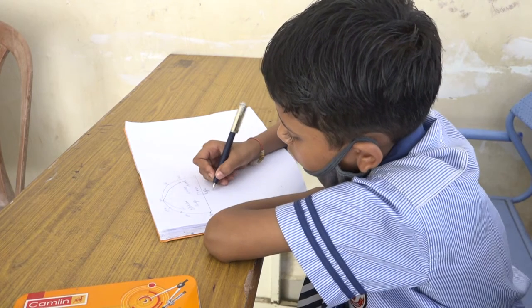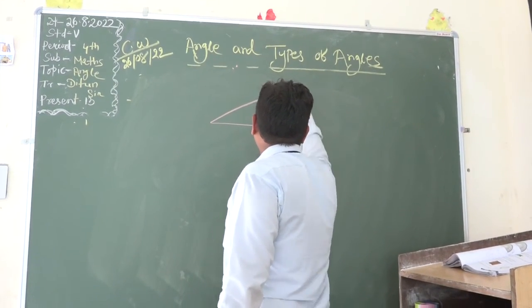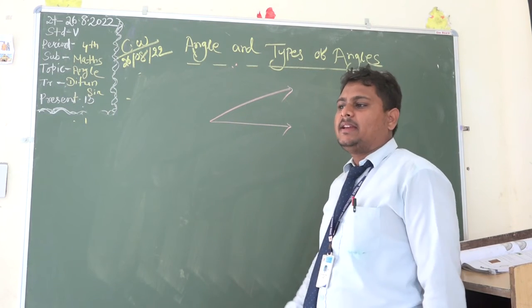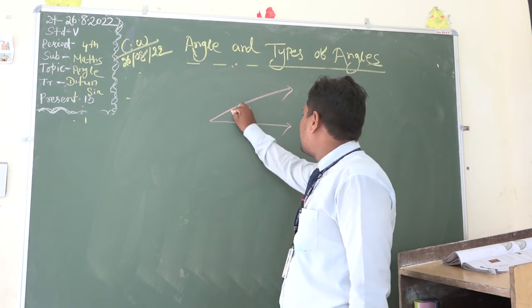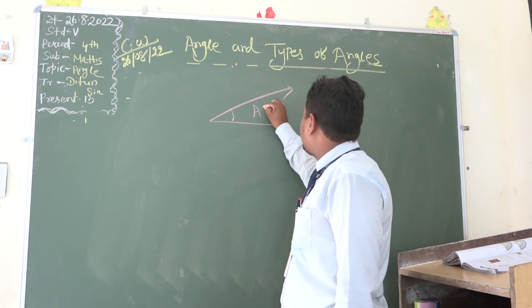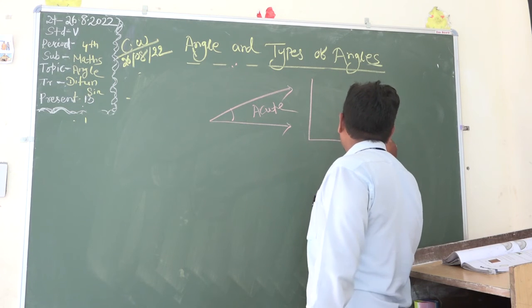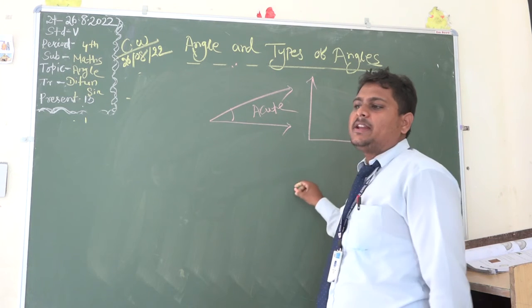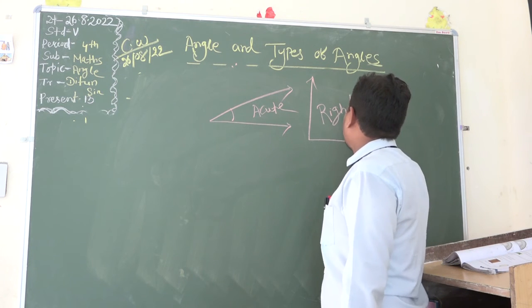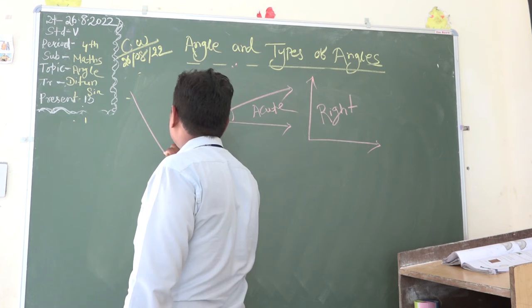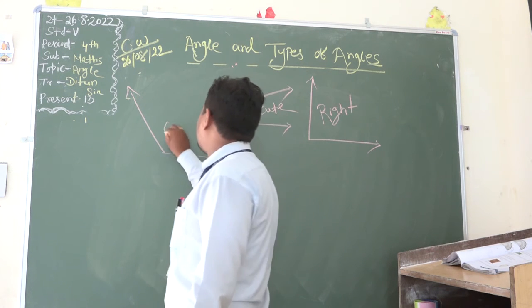So now let's draw some pictures. What type of angle is it? Acute, obtuse, or right angle? Acute angle. Very good. If I draw this type of angle, which angle is it? Right angle. If I draw that type of angle, it means obtuse.